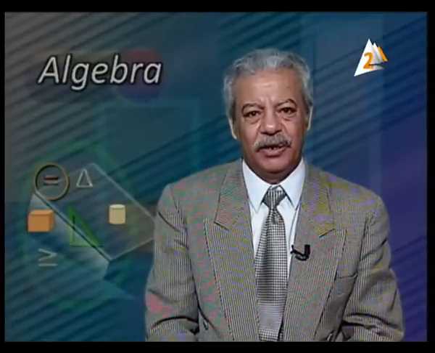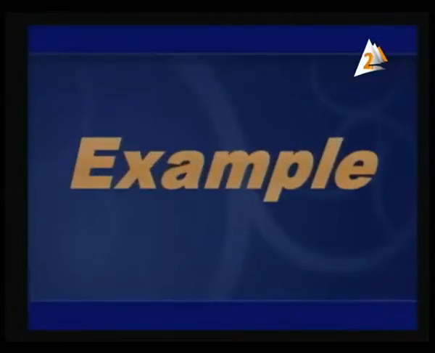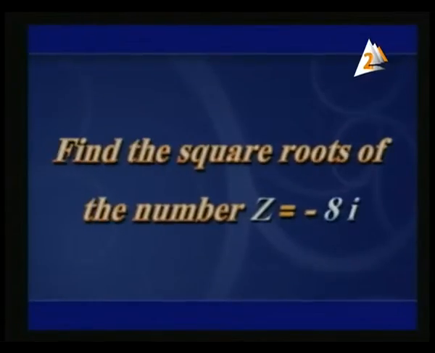I have the pleasure to meet you today to introduce a revision on algebra except permutation and combination. Now, let's go to the first example. Find the square roots of the number z equals negative 8i. Solution.